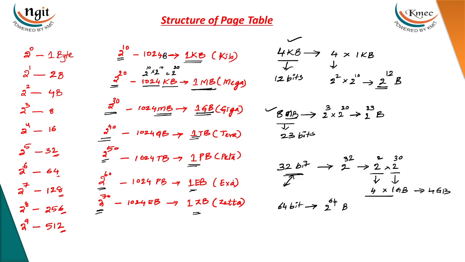So this is how we need to convert a size like 4 KB into powers of 2, and find how many bits can represent that particular size.